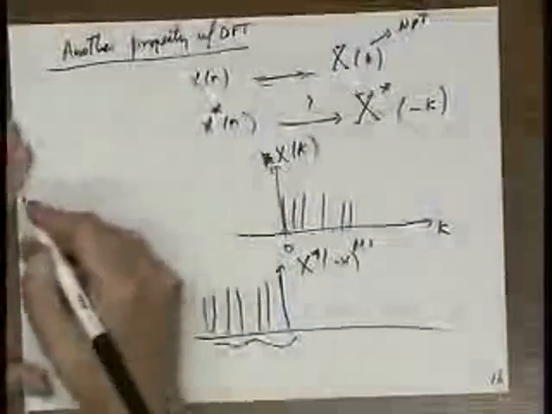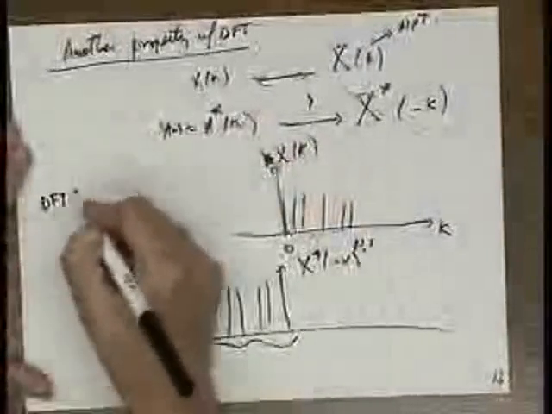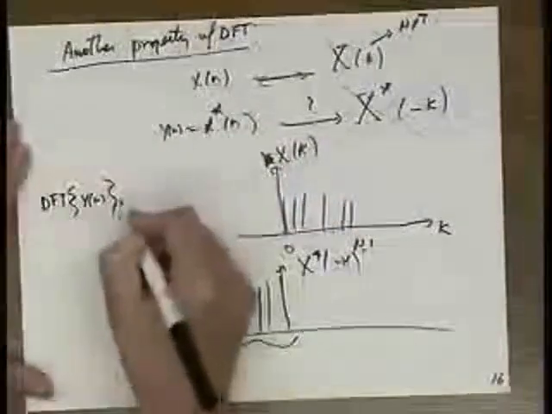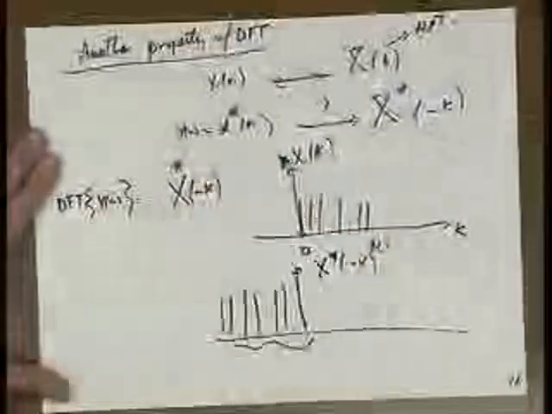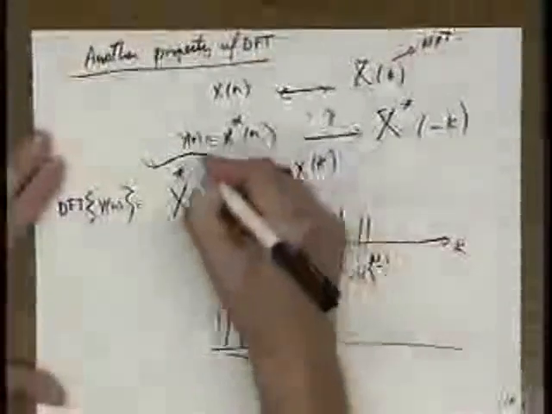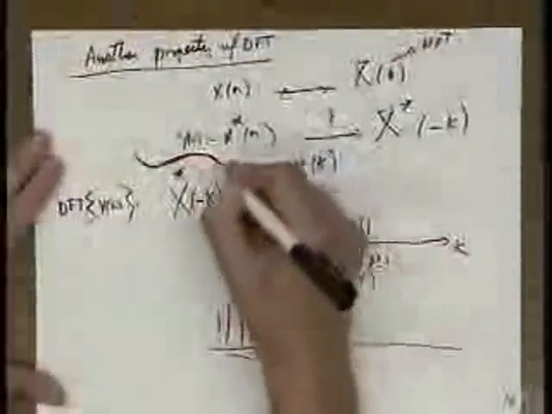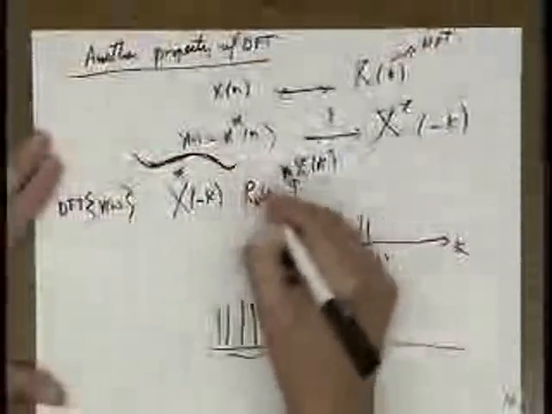So let's call this y of n. We want to compute its DFT. So the DFT of y of n is just what? You start with X complex conjugate of minus k. You make it periodic, this is the DFS thing, and I put a big hat over it to show the periodic sign, and then I multiply by R sub N of k.